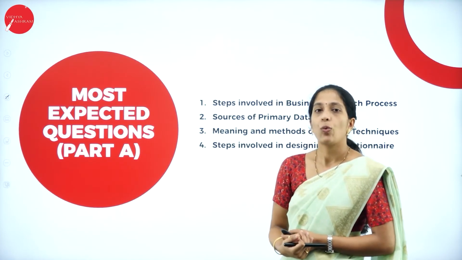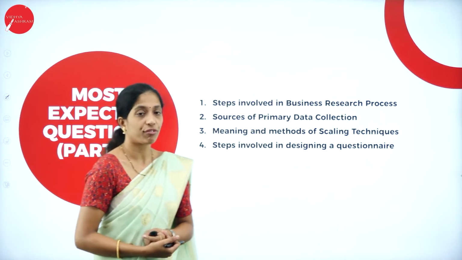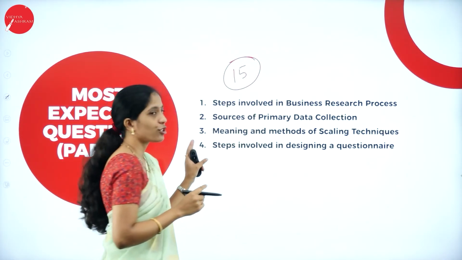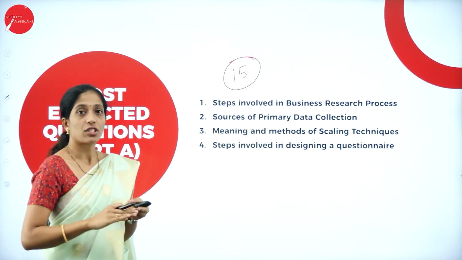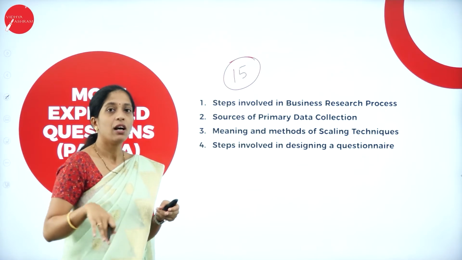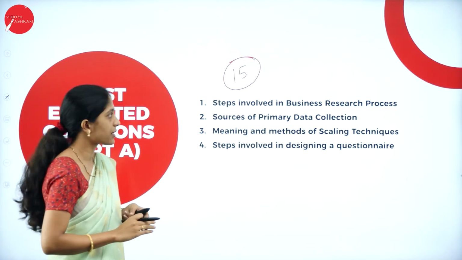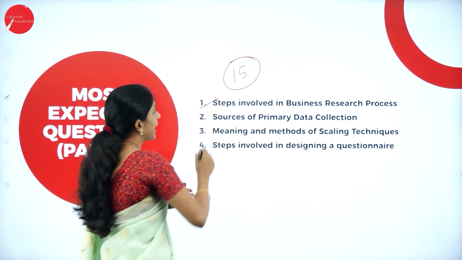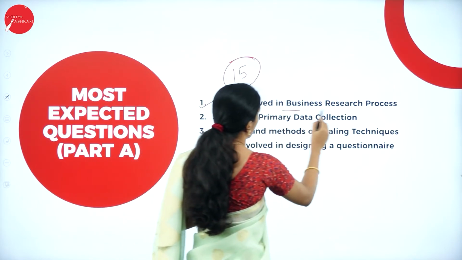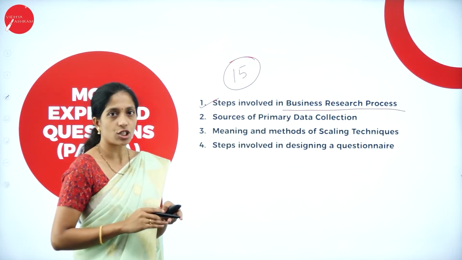Now let us see what are the most expected questions under Part A, that is for 15 marks. So you know Part A is for 15 marks. Let us see the important or most expected questions. If you see the previous year question paper, what are the most expected questions they have asked for 15 marks? You can expect a question on steps involved in business research process. What are the various steps involved in business research process?